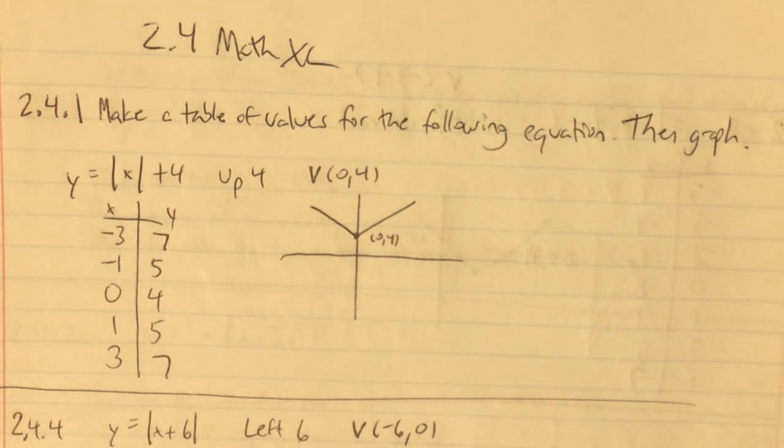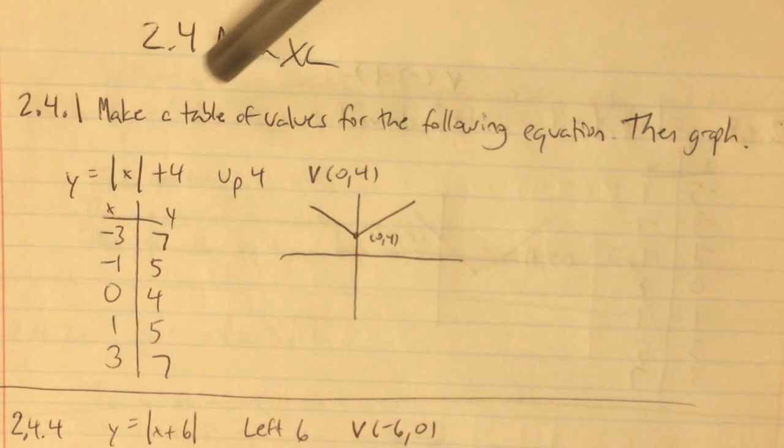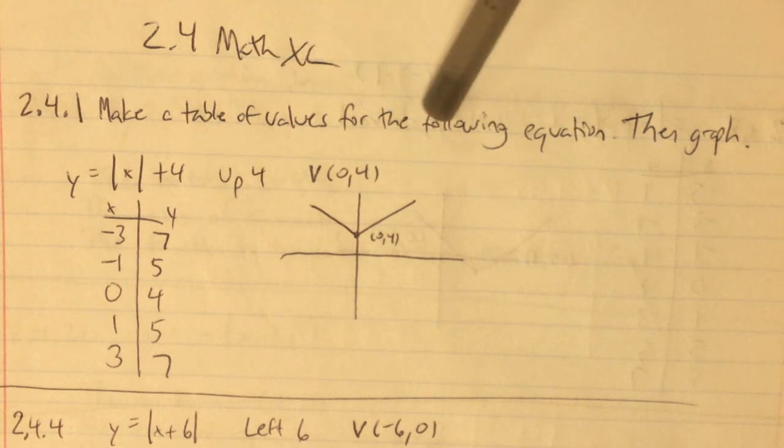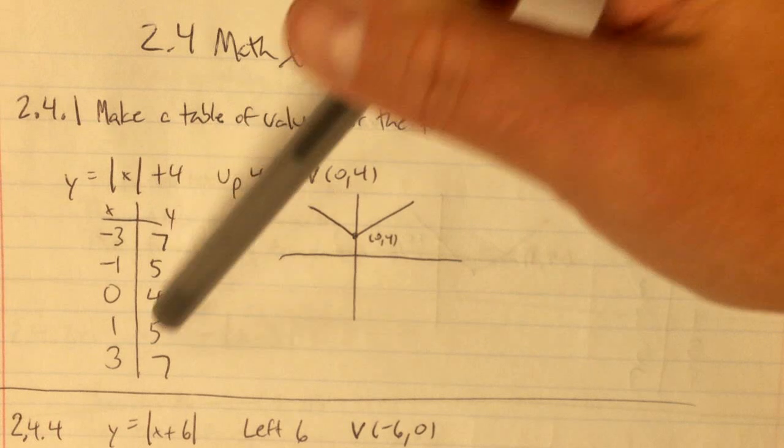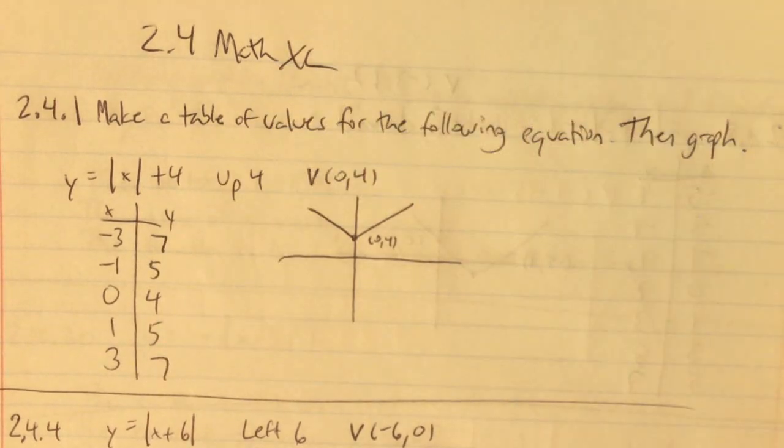Hey everybody, today we are going to talk about the 2-4 Math Excel. On 2-4 number 1 says make a table of values for the following equation, then graph. So they just want you to fill in these numbers on the right.